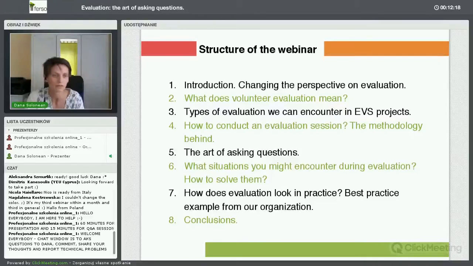And as I told you, this practical element is very important for me. So I will show you how we do it in our organization. How does evaluation look in our organization? What types of evaluation do we have? How often? What types of tools are we using? And then a conclusion, and it will be time for questions from your side.